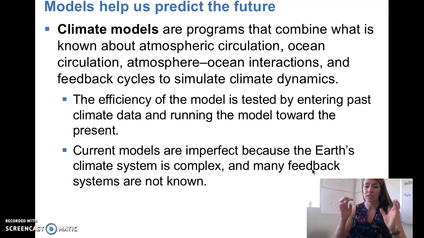The way that we can predict the future is through using models. Scientists use a lot of climate models. These are programs that combine what is known about atmospheric circulation, ocean circulation, atmosphere-ocean interactions, and feedback cycles to simulate climate dynamics. So simulate, not stimulate, sorry. Basically they take current data, or they enter past data, and put it into the model and use it to predict what will happen in the future. And as you could probably guess, these climate models are totally imperfect. They're just a hypothesis because the Earth's climate systems are so complex that many feedback systems are not known.